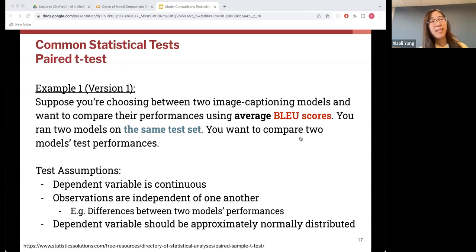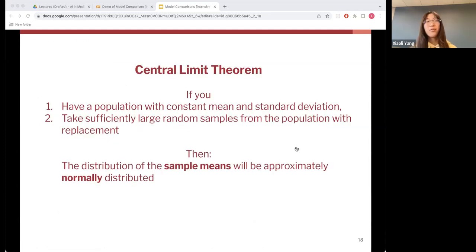And the last assumption is dependent variables should be approximately normally distributed. Actually, this is a little bit hard. I will put a question mark on this because, as we know, metric scores are rarely really normally distributed in real life. But there's a workaround for this assumption as we are dealing with average BLEU score. And this is called the central limit theorem.